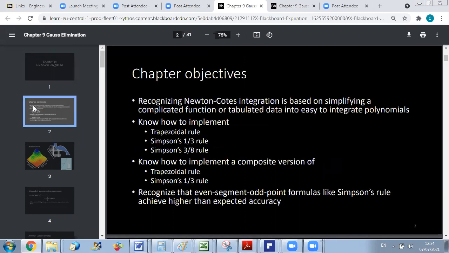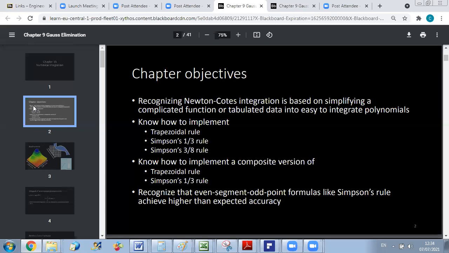First, the chapter objectives is to recognize Newton-Cotes integration that is based on simplifying a complicated function or tabulated data into easy to integrate polynomials. Now, we should know how to implement the trapezoidal rule, Simpson's 1/3 rule, and Simpson's 3/8 rule, and know how to implement a composite version of the trapezoidal rule and Simpson's 1/3 rule. And finally, we should recognize that even-segment odd-point formulas, like Simpson's rule, achieve higher than expected accuracy.